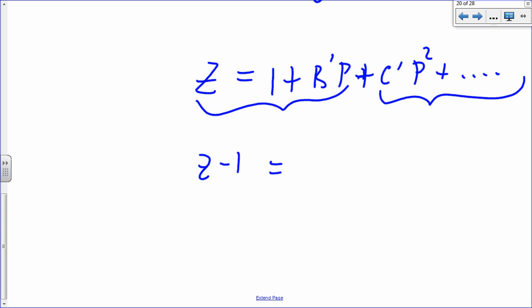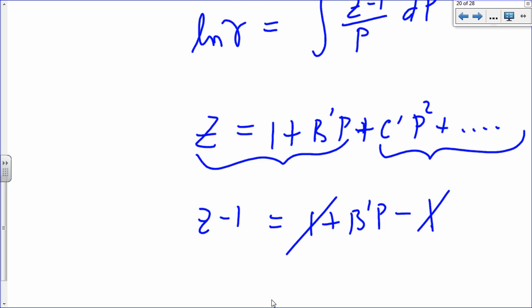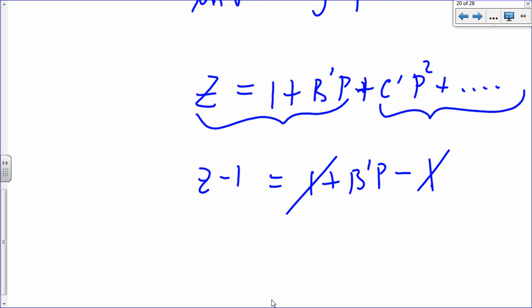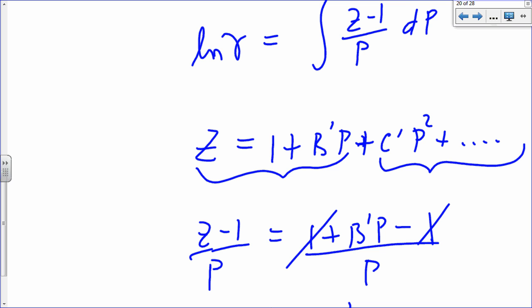Z minus 1 would be 1 plus B prime P minus 1 plus B prime P minus 1. So that cancels out. So you have Z minus 1 over P. If we divide this by P, that's just B prime. Okay, so this is the second virial coefficient per atmosphere.